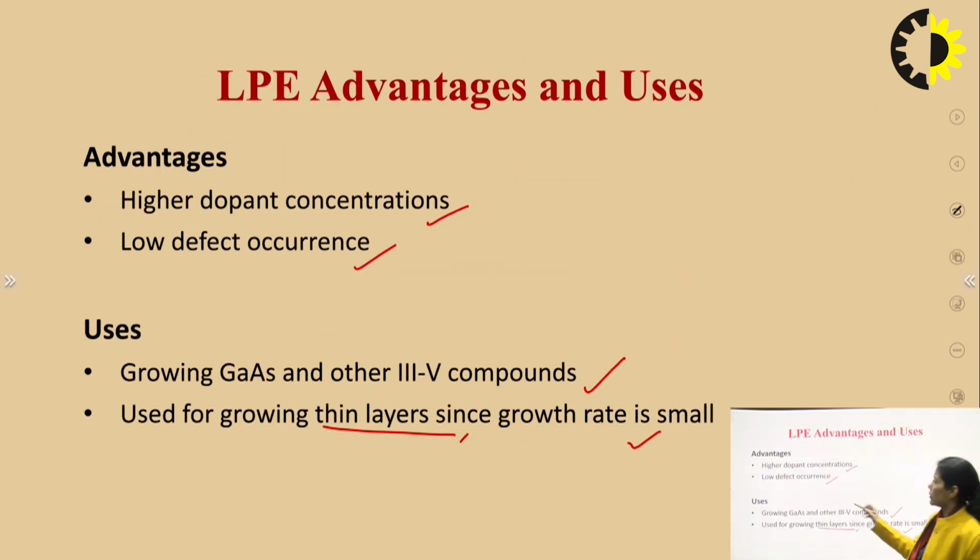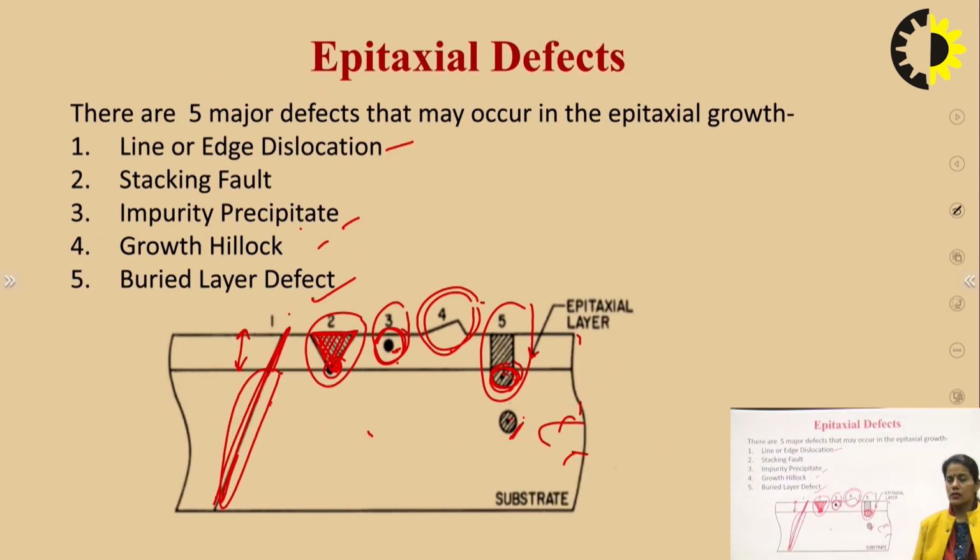Then we discussed the advantages and disadvantages of this process and the uses. The advantages were the high dopant concentration and the low defect occurrence. Uses were that this process is very beneficial in growing thin layers, since the growth process can be controlled. And lastly, we discussed the epitaxial defects. So this was all about today's lecture.